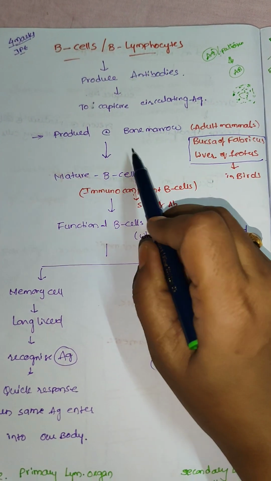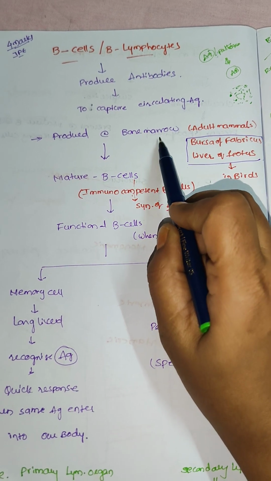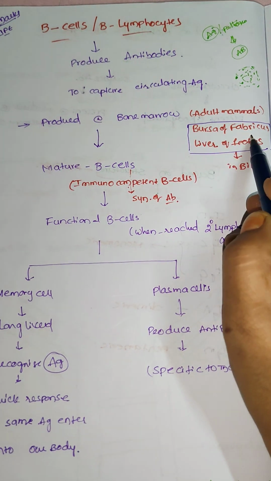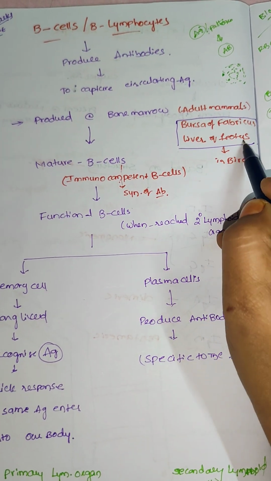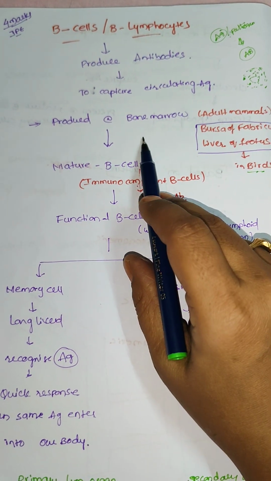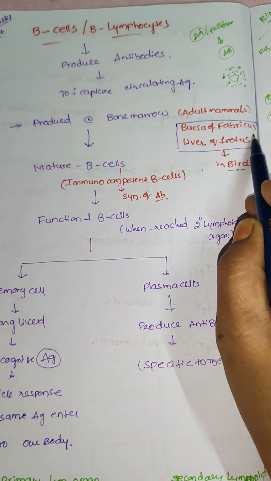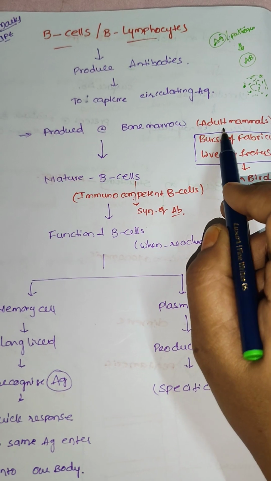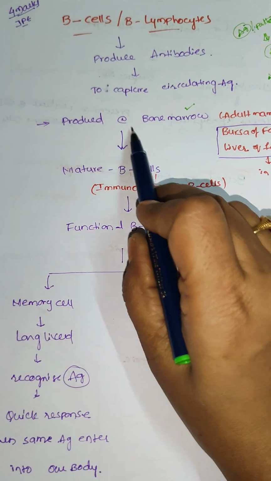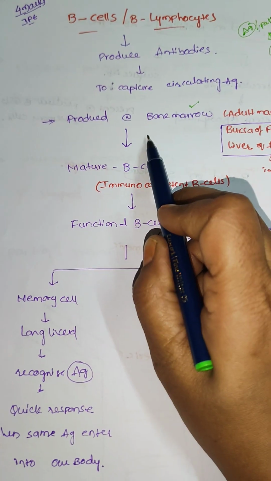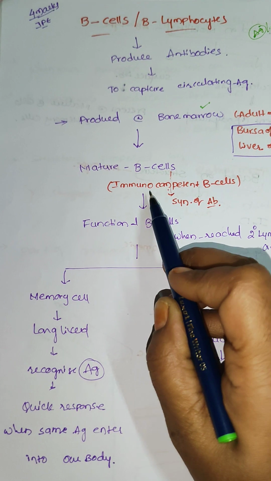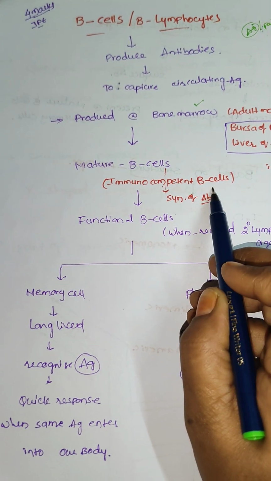These lymphocytes are produced at the bone marrow in adult mammals, and in the bursa fabricius and liver of the fetus in birds. In birds, the lymphocytes are produced in the bursa fabricius and liver of the fetus, but in adult mammals they are produced at the bone marrow. These B lymphocytes are mature B cells, also called immunocompetent B cells.